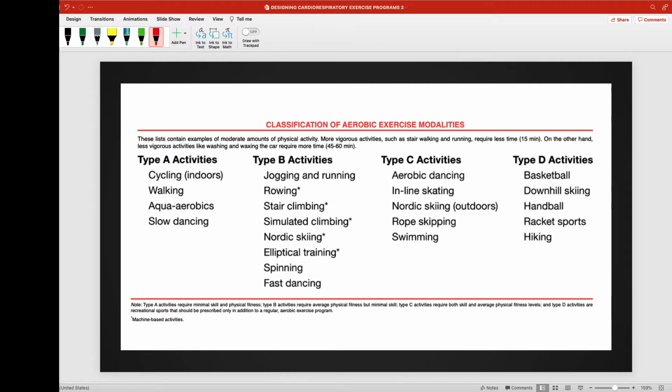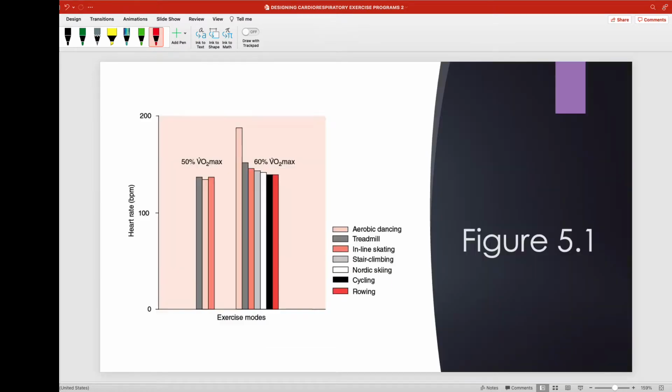And I showed you, I was telling you guys that if we do a combination of different trainings, they're just as effective. So you can see here, if we look at this graph, we have heart rate, beats per minute. And then down here, we have exercise modes. The modalities are aerobic dancing, treadmill, inline skating, stair climbing, Nordic skiing, cycling, and rowing.